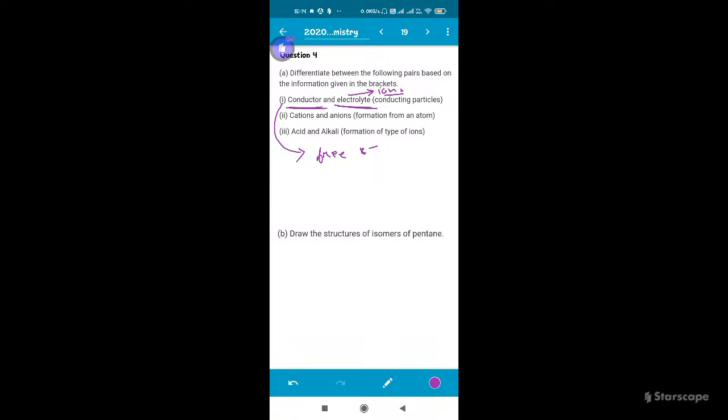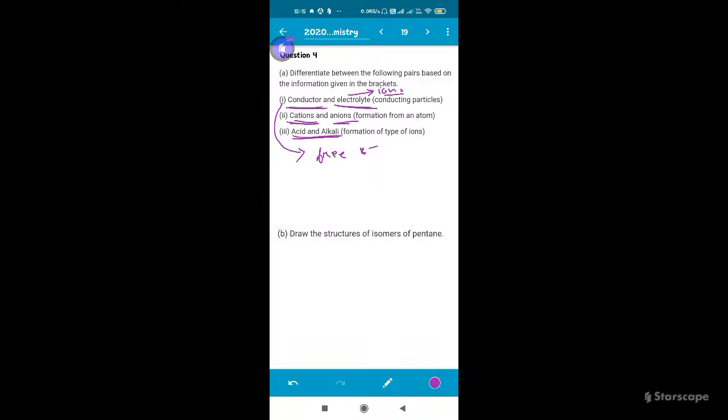Next is cations and anions formation from an atom. How is a cation formed from an atom and how is an anion formed from an atom? Very easy and simple question. You know cation is formed by the loss of electrons, and anions are formed by the gain of electrons. So you have to just write this. Cations are formed from the atom by losing of electrons, and anions are formed from the atom by gaining of electrons. That's all.